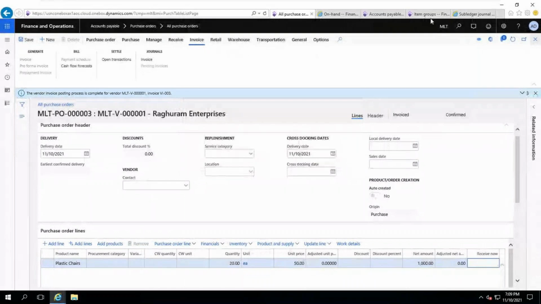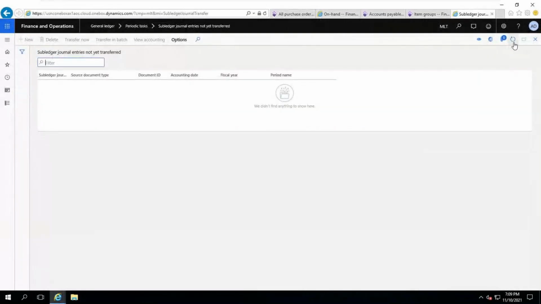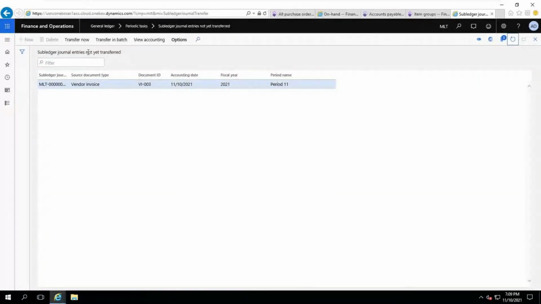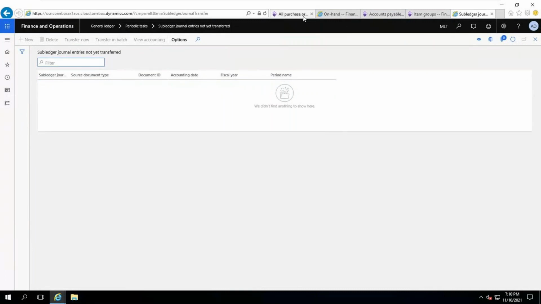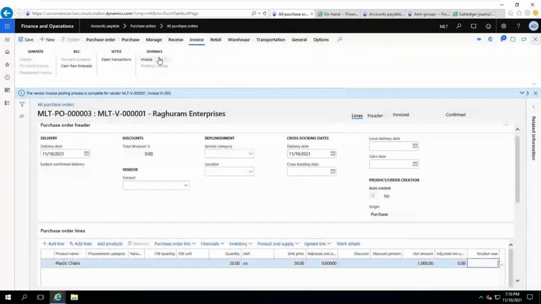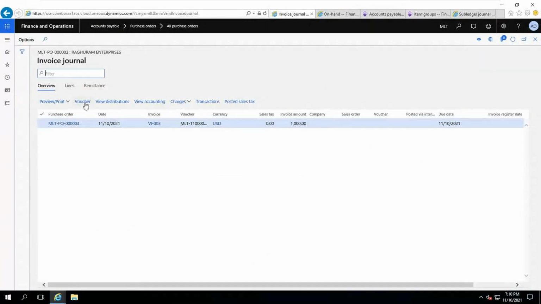Now once again, the subledger journal entry is not yet transferred. Refresh, it is there. Transfer now. Now if you go back to the invoice, it will show you 5 lines: 2 lines for the reverse entry and 3 lines for the normal transaction. One line is 0 and the remaining 2 lines will be posted.